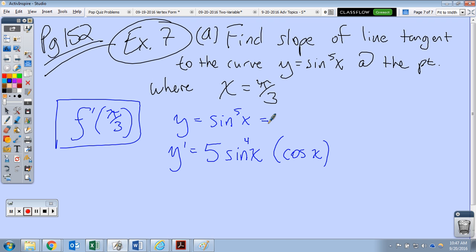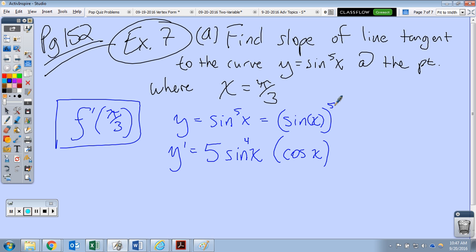So again, if it helps, you can think of this as sine of x to the 5th power. Okay, I think this is probably an easier way to understand it. 5 to the front, drop it down, and then the derivative of the inside, which is cosine of x.